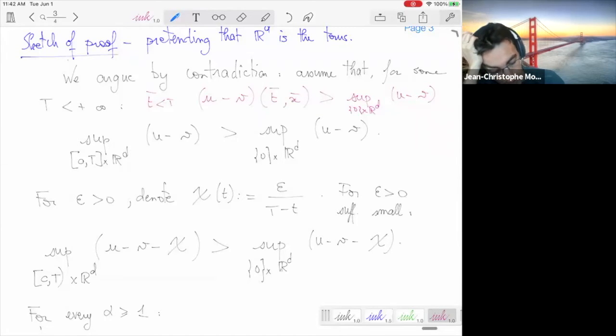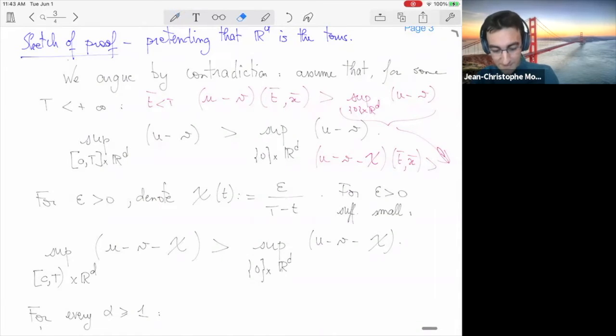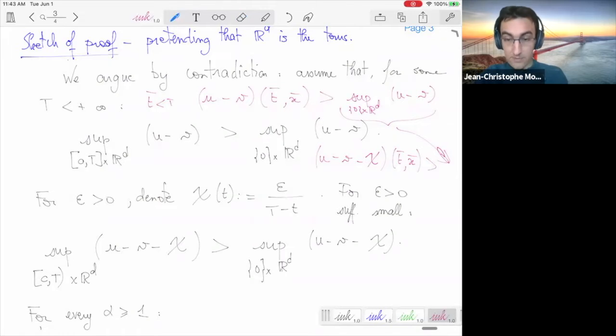And then I'm saying that if I choose epsilon small enough, then I will have that U minus V minus chi of T bar X bar is still larger than this thing. And so that's already sufficient for what I want to show. Does that make sense? Hello? Yes. The person who asked the question does not reply, but okay, so I'm going to erase. Well, I'm leaving it there.